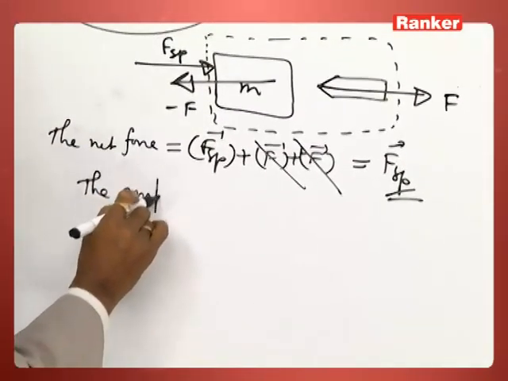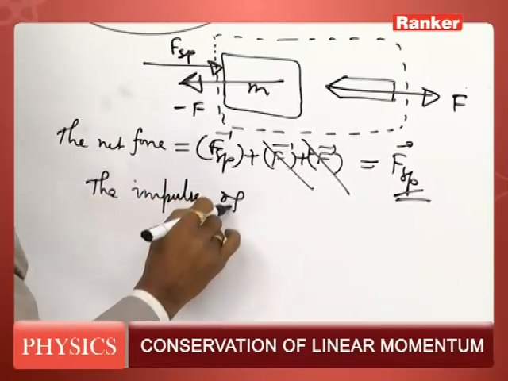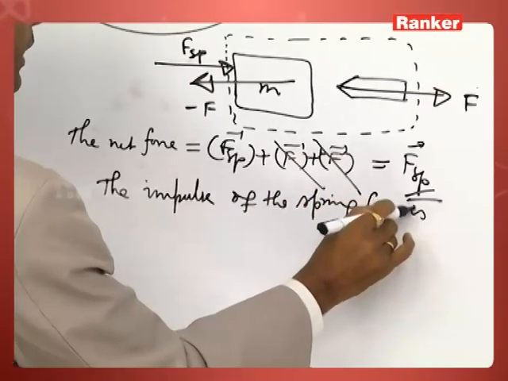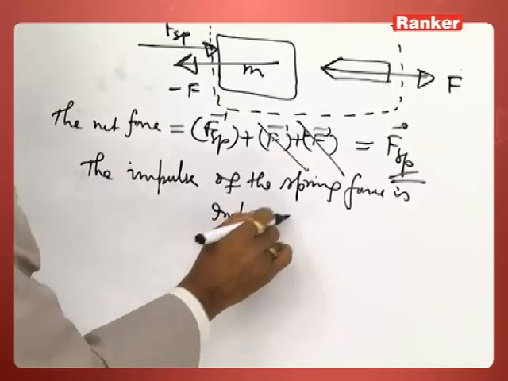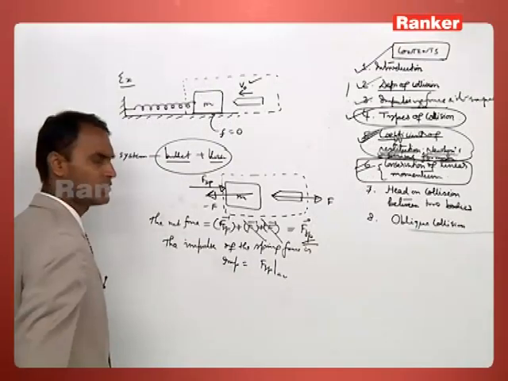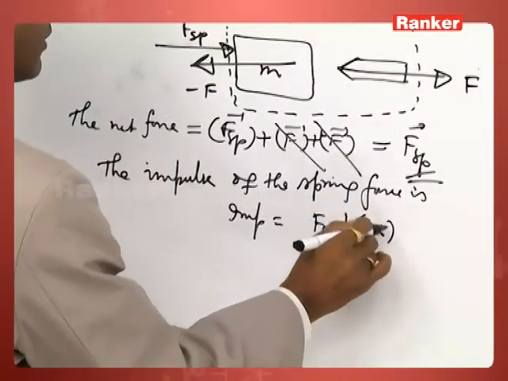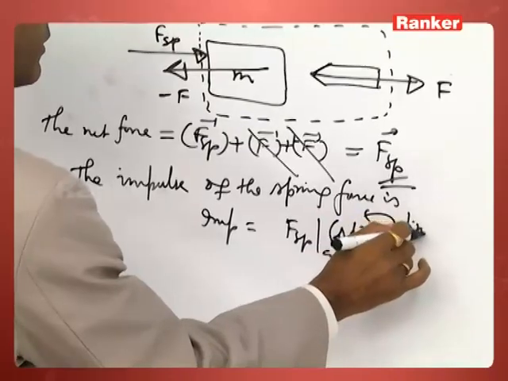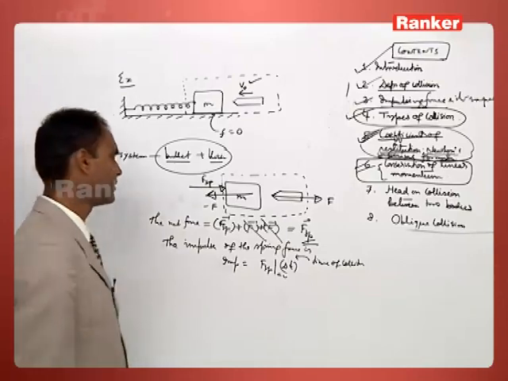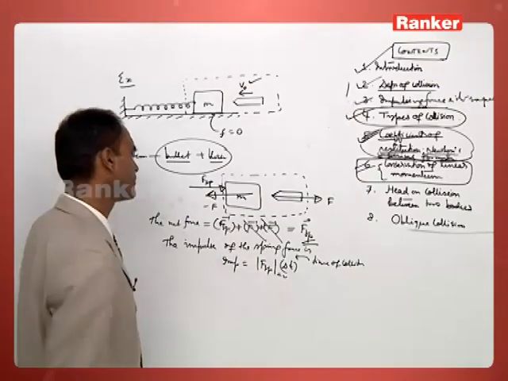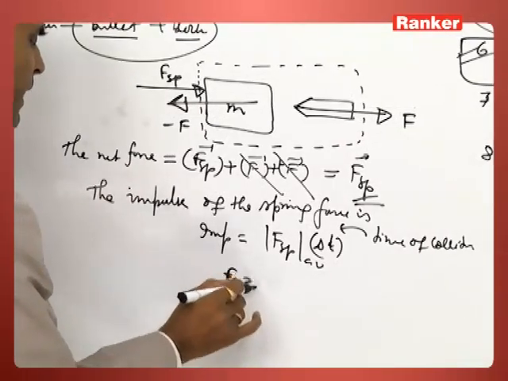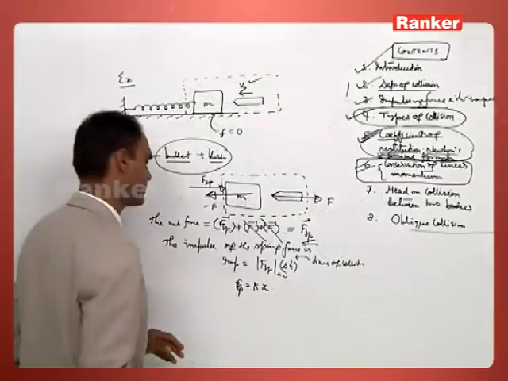The impulse of the spring force is the spring force, its average value, into the time of collision. First of all, we have to see that the spring force has a magnitude equal to K into X.